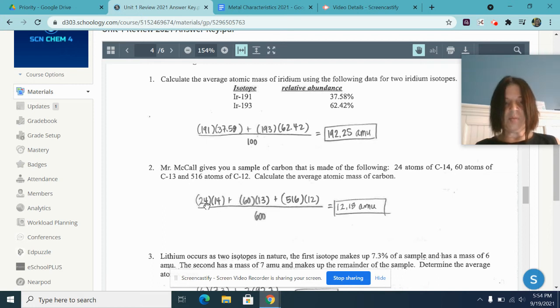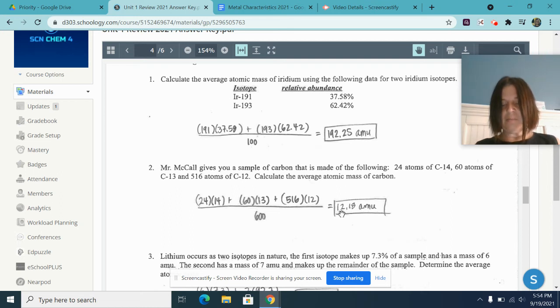So you're going to take this amount plus this amount plus this amount, which is 7,308. And then you're going to divide it by 600, and here you get 12.18 atomic mass units.